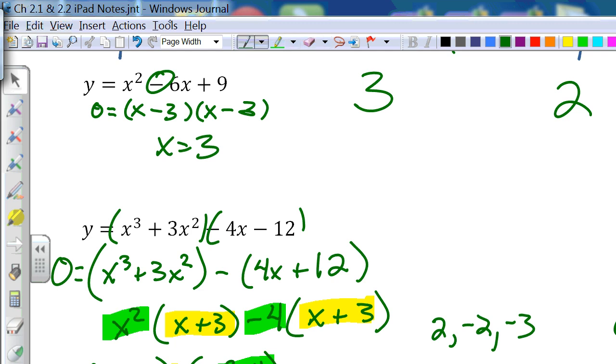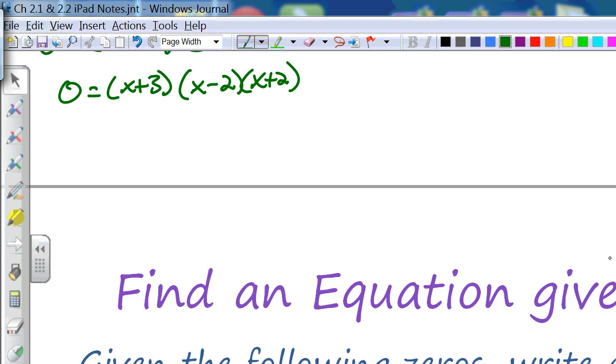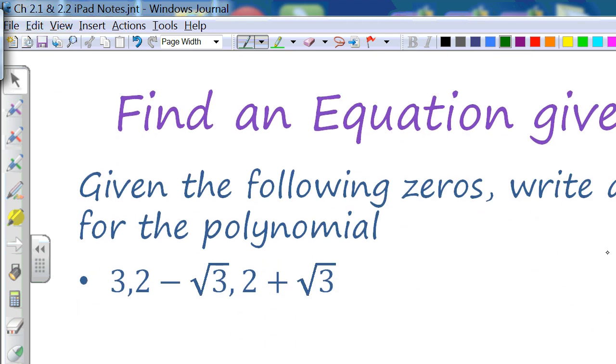All right, let's move on. One more slide. Find an equation given the zeros. Okay, so here I have 2 zeros. Notice, and this is always going to be true, my irrational ones, the ones with the root 3, are conjugates.